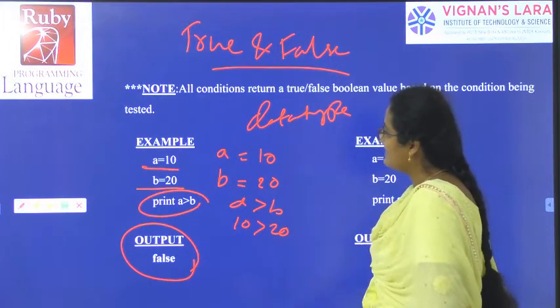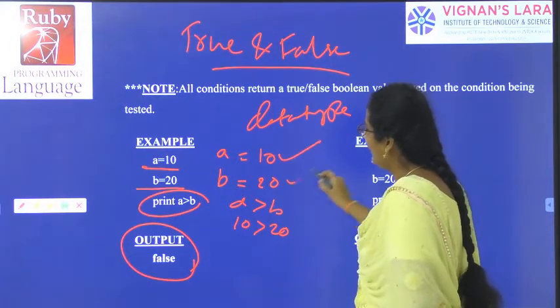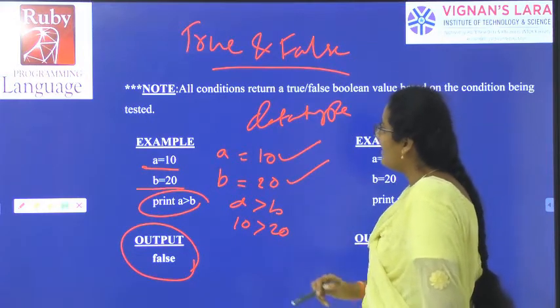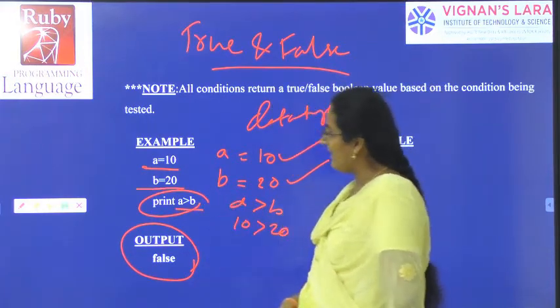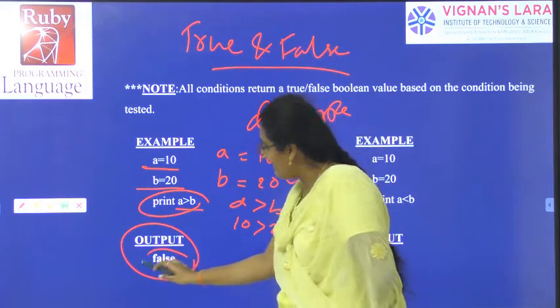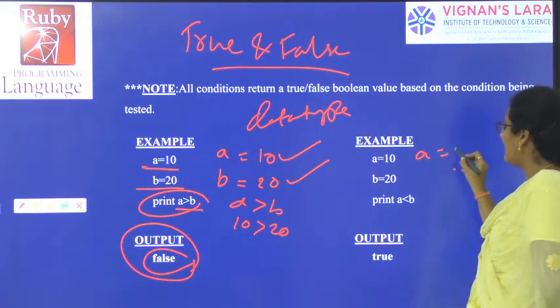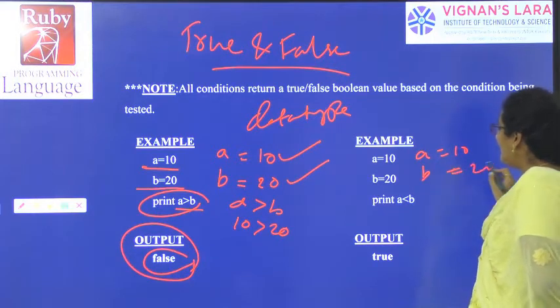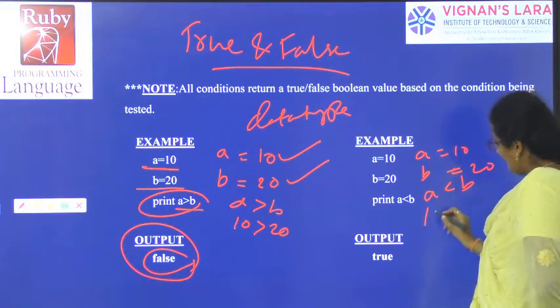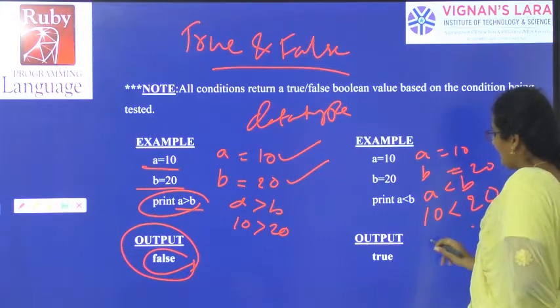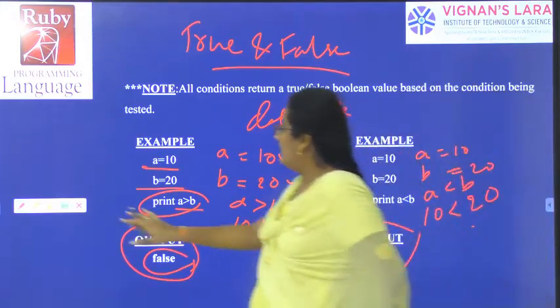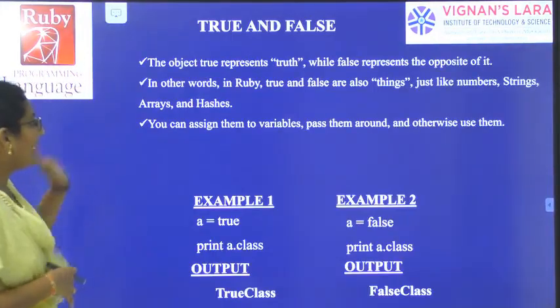For that, if you see the example, you will understand. I have taken 10 and 20 values into two variables and I want to compare A greater than B, which is not true. That's why it gave the output as false. See here, same example, A equal to 10 and B equal to 20. I want to check A less than B. Obviously 10 is always less than 20, so the output we got is true. So this is what the true and false data type is.